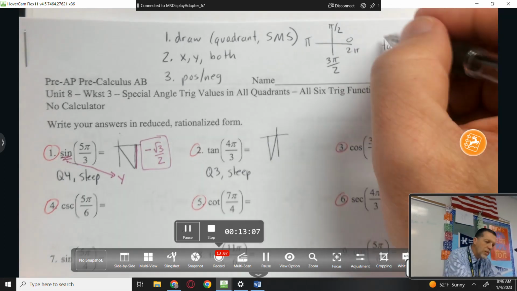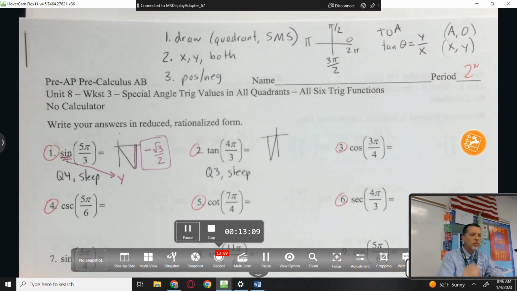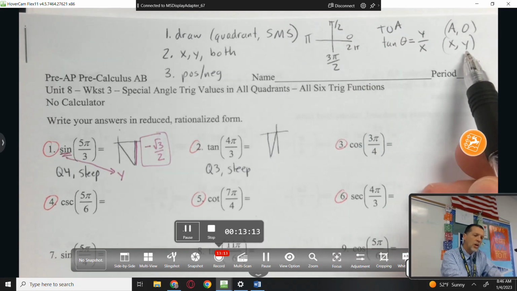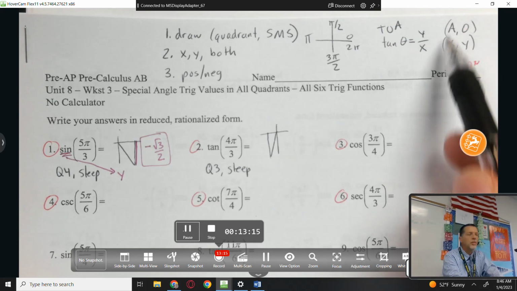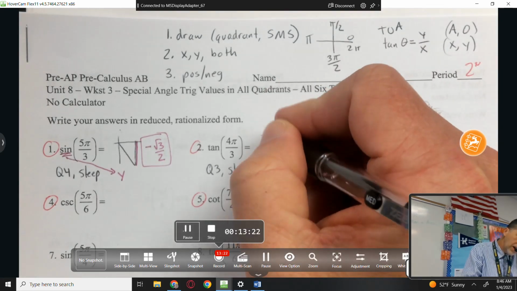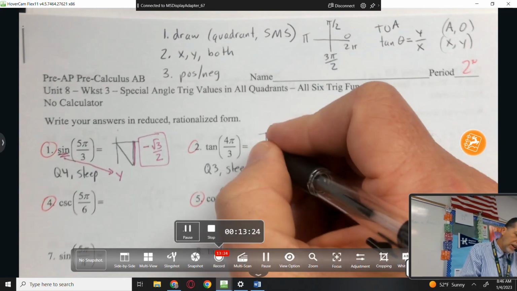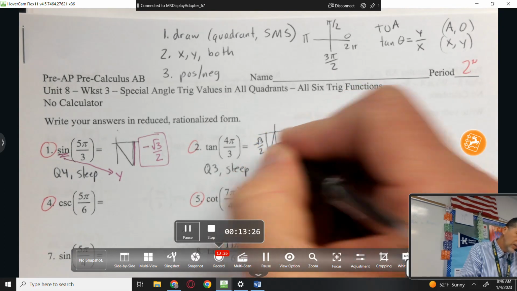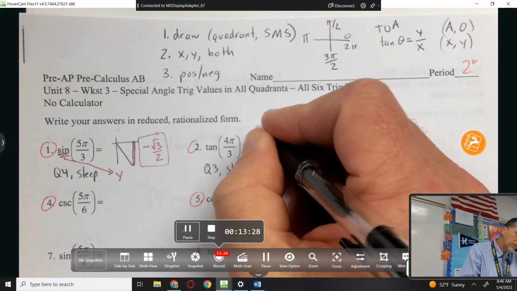Pretty much everybody remembers TOA. So you know it's opposite over adjacent. And then if you'll just connect that y is always the opposite, x is always the adjacent. Okay, so the y coordinate, that would be negative root 3 over 2. The x coordinate would be negative 1/2.